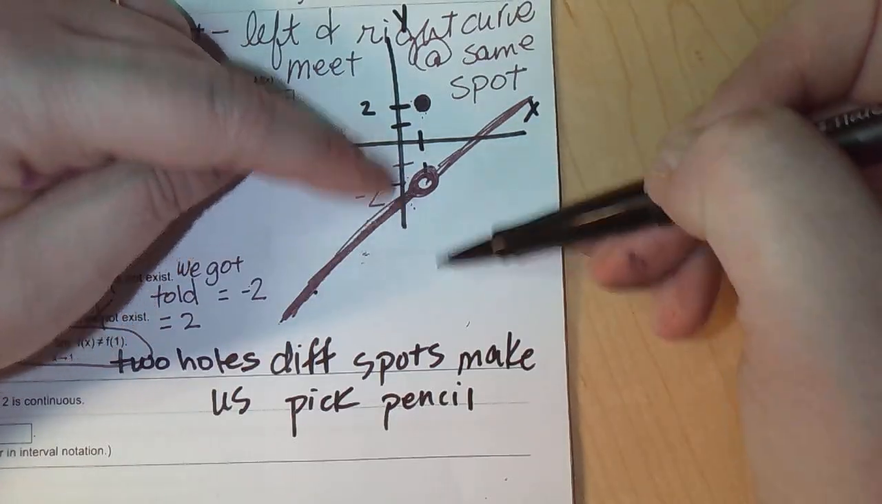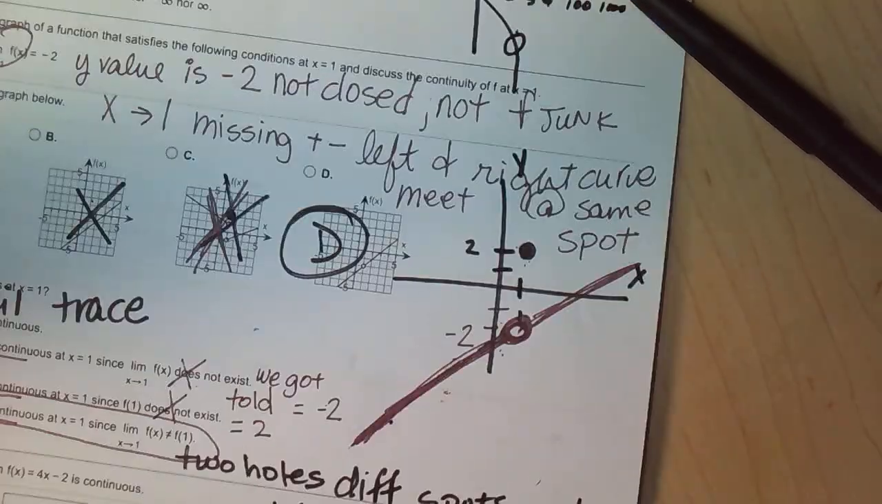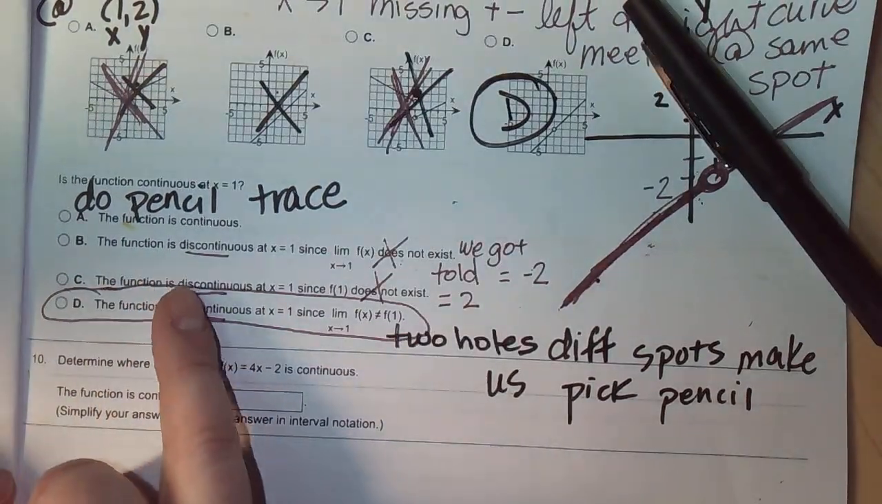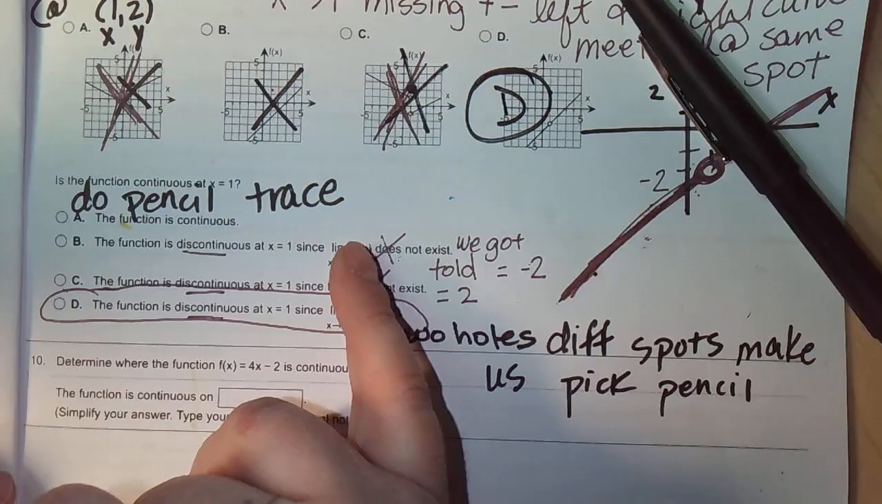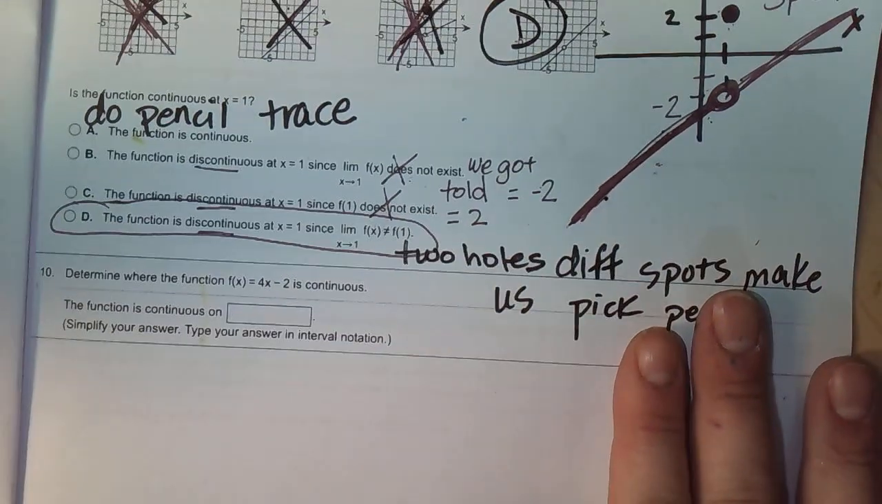That's at x equals 1. Did you have to pick up your pencil for that? And yes, we did. So it's discontinuous. And it's not B and C because they told us what these were equal to, actual numbers. Okay, let's go to 10.